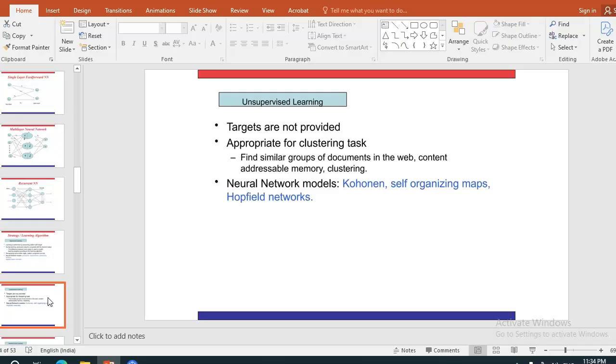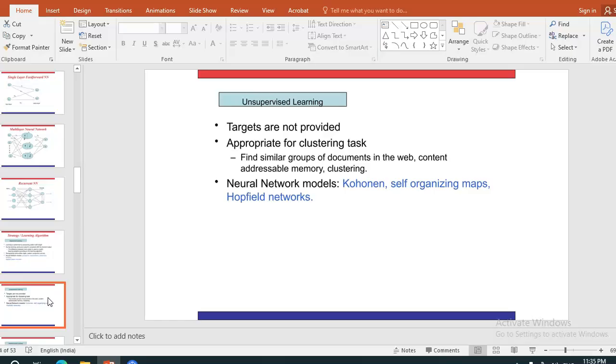See here, in unsupervised learning the targets are not provided; it is appropriate for clustering data. Mainly, unsupervised learning is useful for clustering problems, for example maximum likelihood problems and neighborhood problems. In this type of application, we can go for unsupervised learning, because very few data sets are enough. For supervised learning, we have to provide a large number of data sets, but for unsupervised learning, a few data sets are enough to perform the learning process. So this is nothing but unsupervised learning.